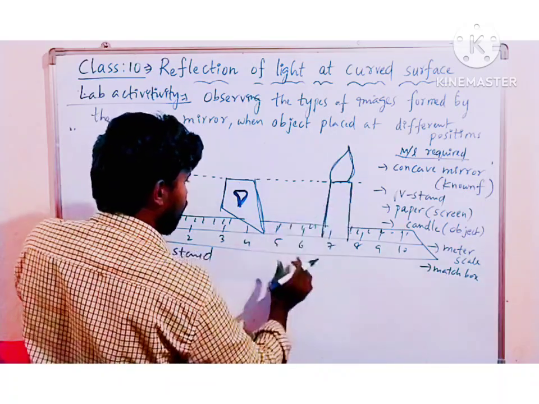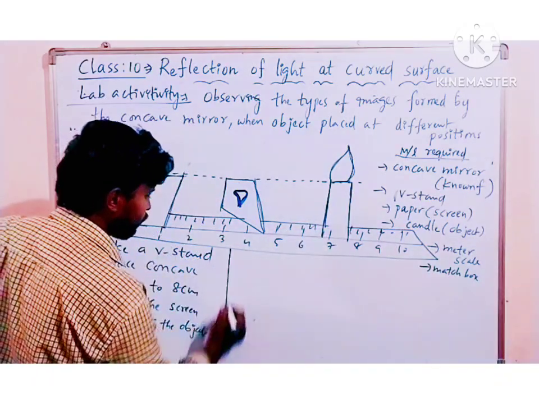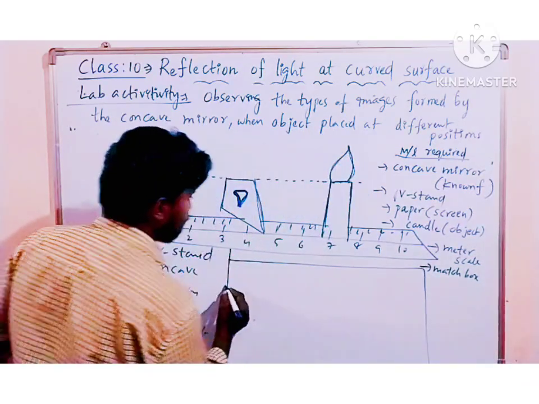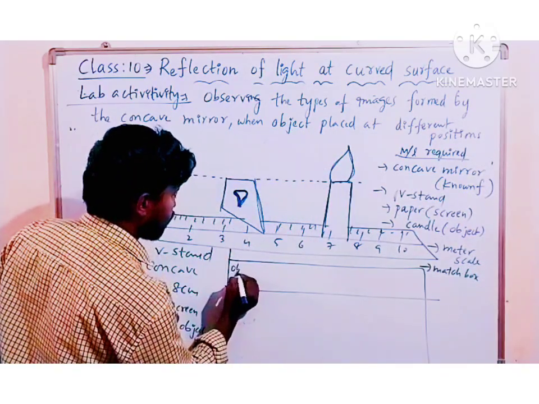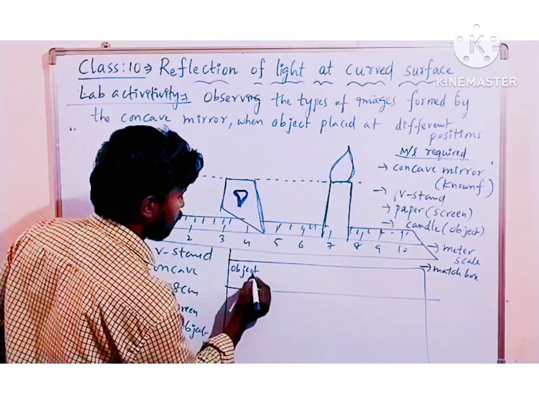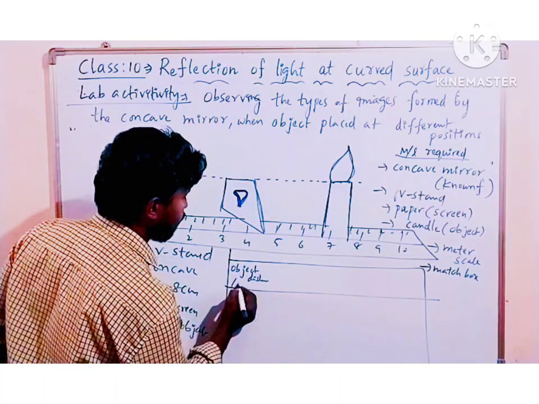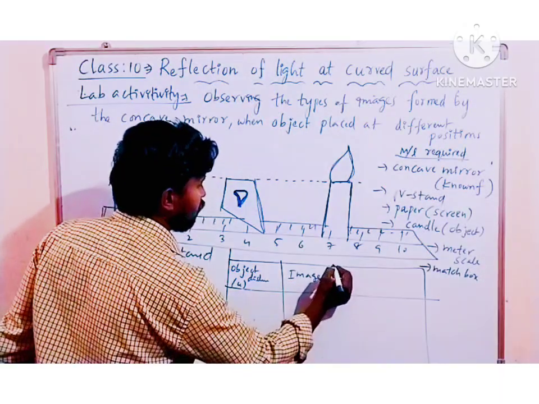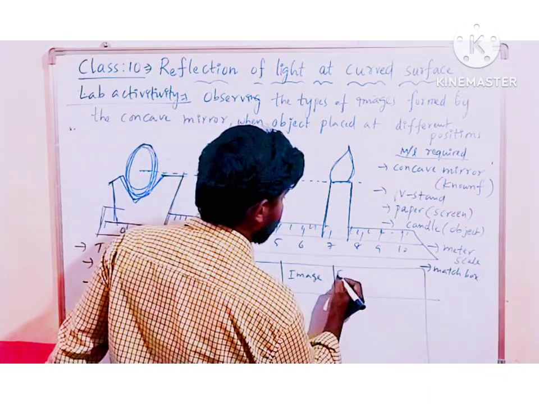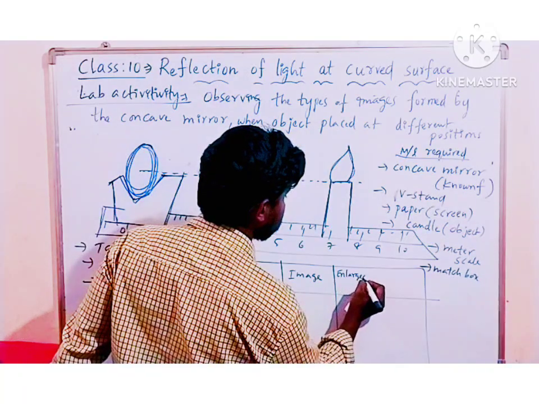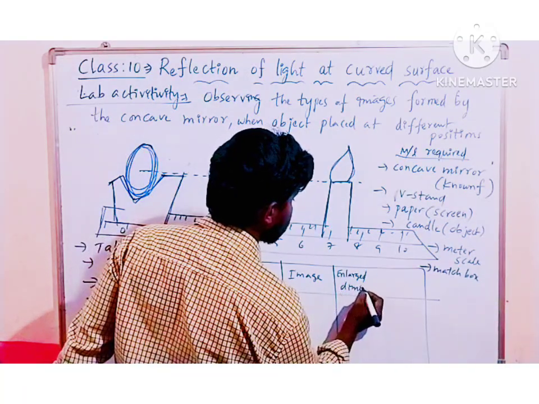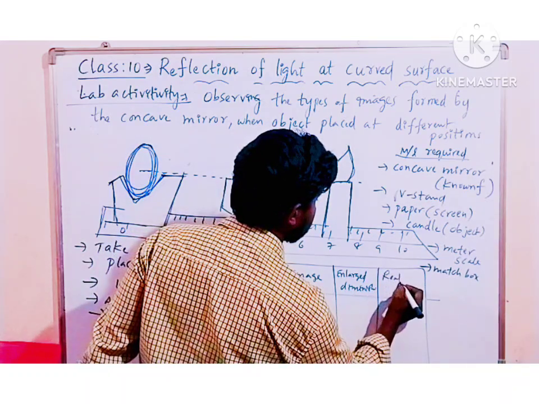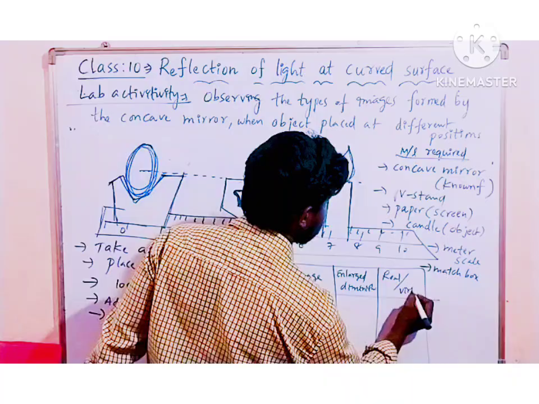For example, if you keep the object here, this is the box we have to write. This is the object distance, which we can take as u. Here it is the image distance. Next is enlarged image or diminished image, or real image or virtual image.